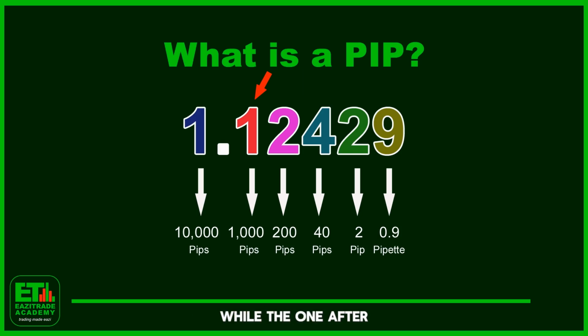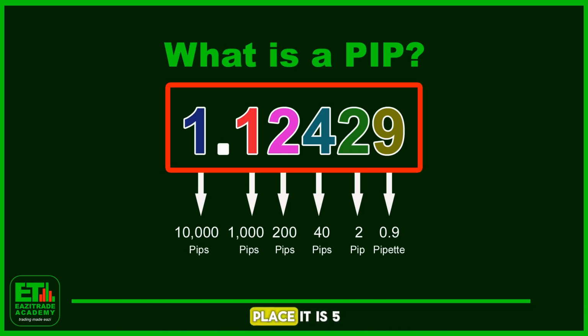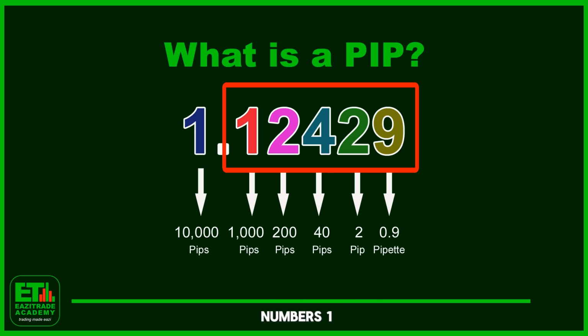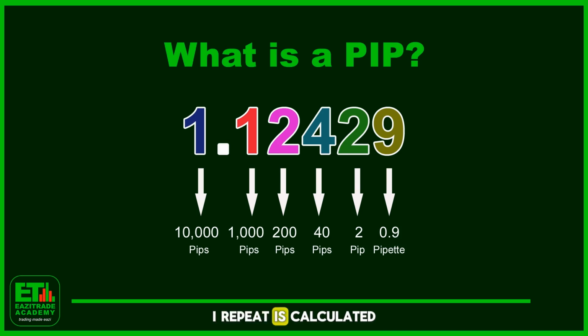While the one after the decimal place is thousands of pips. It goes 1,000 pips, 2,000 pips, 3,000 pips, name it. Then the one before the pip, that one is calculated in 10,000s of pips. So basically, major pairs have 6 numbers. After the decimal place, it is 5 numbers, 1, 2, 3, 4, 5. While a pip, again I repeat, is calculated on the 4th number after the decimal point.